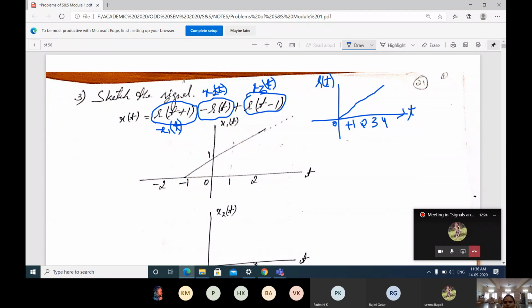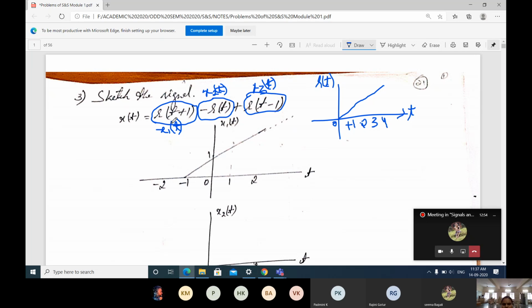First, you can write: let r of t plus 1 be x1 of t, minus r of t be x2 of t, and r of t minus 1 be x3 of t. They will not give the r of t function. You will know from the elementary signals that our r of t function looks like this, and based on this we do the sum operation.